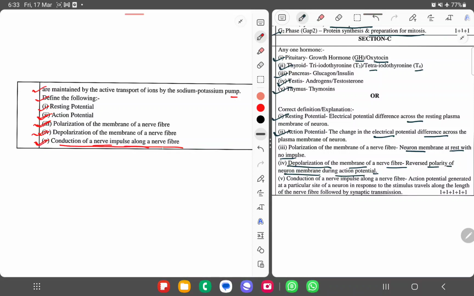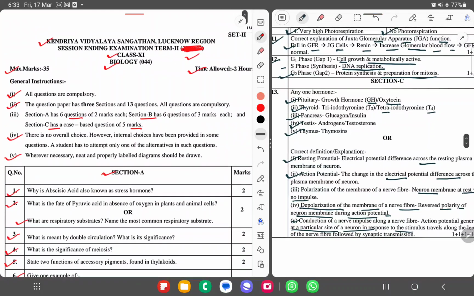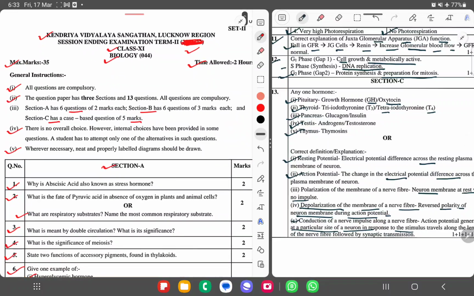Conduction of the nerve impulse along a nerve fiber: an action potential is generated at a particular site of the neuron in response to a stimulus and travels along the length of the nerve fiber, followed by synaptic transmission. Okay, this was the question paper of class 11th biology annual examination. So now for this one, thank you.